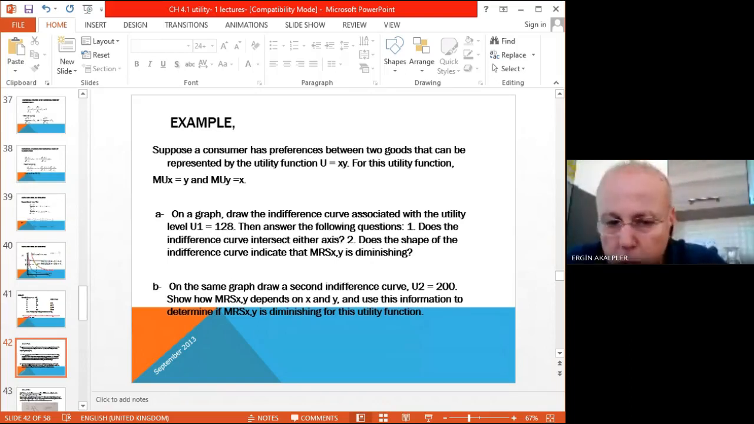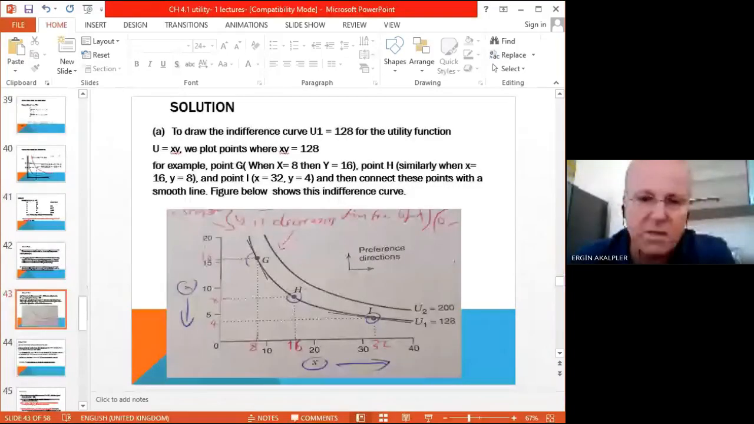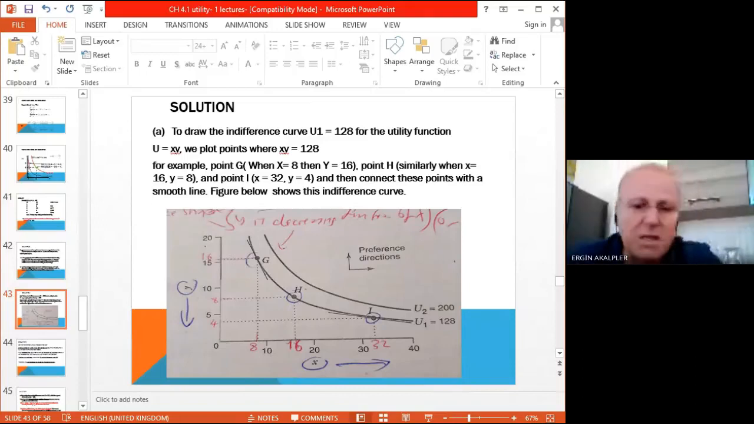Therefore, we have this problem and we have to calculate this as much as we can online. As I draw this graphic as illustrated here, we first have to draw the utility function. As you see, the utility function for U1 is equal to 128, and we are calculating for point G, where x is 8 and y is 16. You know how it is calculated. You input into the equation, because y divided by 8 and x divided by 16, and then you will get these results.